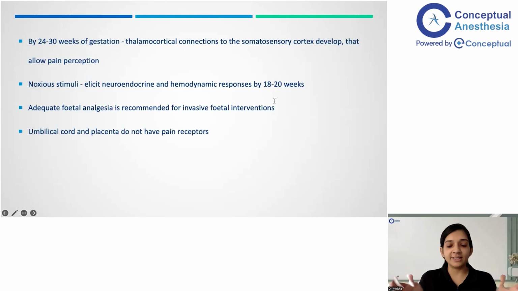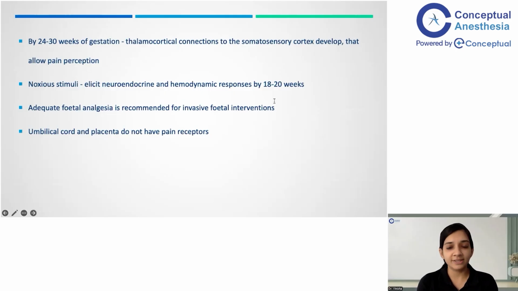So basically, fetal pain perception is a hotly debated topic. Earlier it was believed that the fetus does not feel pain at all, and analgesics were avoided at that time. But now newer studies have contradicted this. By about 25 to 30 weeks of gestation, the thalamocortical connections to the somatosensory cortex develop, which allow perception of pain. Noxious stimuli have been found to elicit a hemodynamic as well as a neuroendocrine response as early as 20 weeks of gestation. Therefore, it is recommended to provide adequate fetal analgesia for invasive fetal procedures.